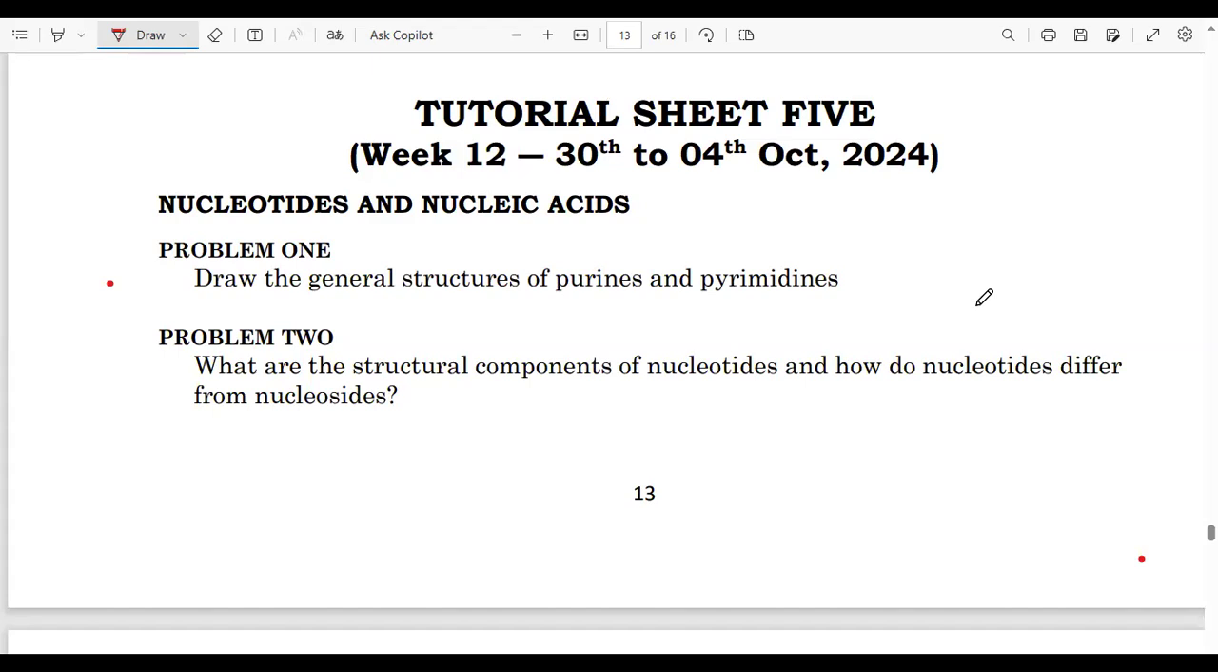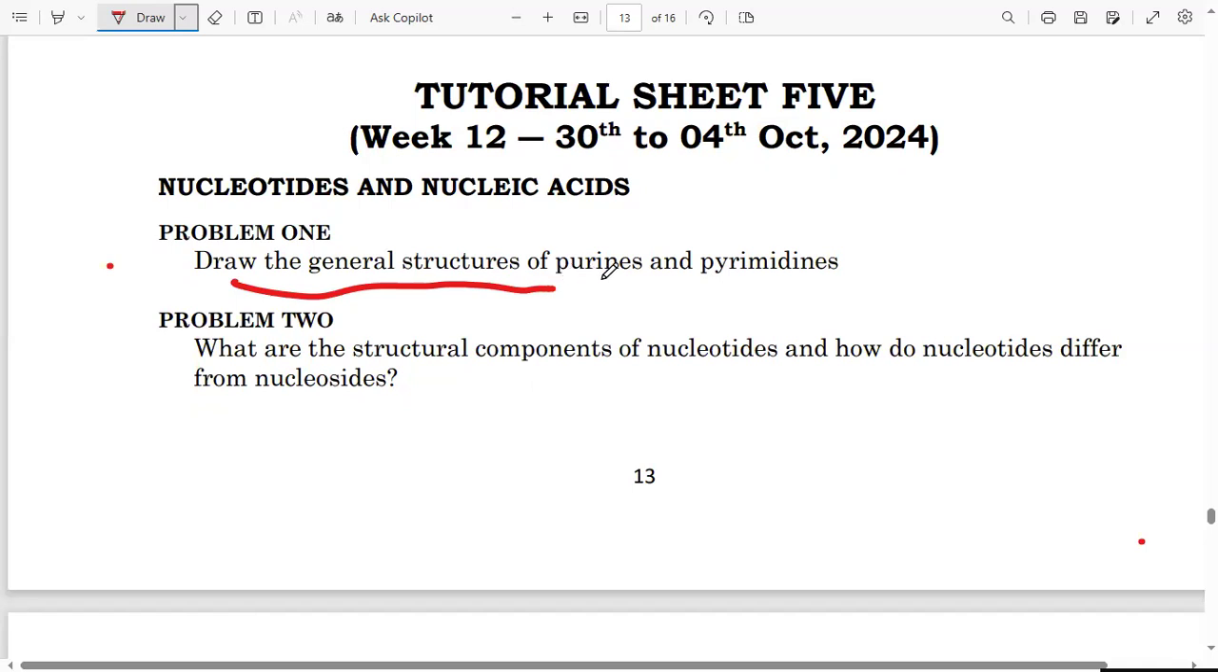For the purines, we have two of them: adenine and guanine. For the pyrimidines, there are three: cytosine, thymine, and uracil, which is found in RNA. Let's try to draw the general structures for these, starting with the purines and then going to the pyrimidines.